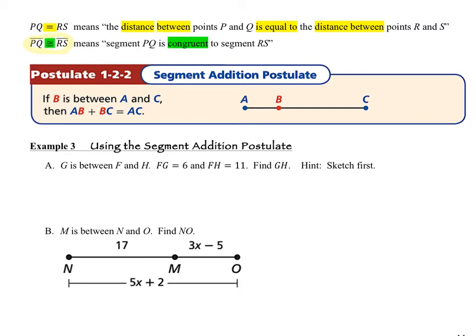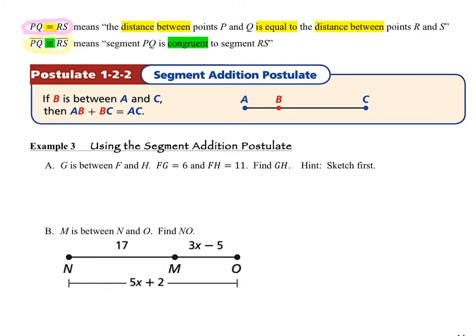Now, if we're talking about the segment itself, we would say they're the same size, the segments are congruent. But if we're talking about the length of the segment, as we see in the line above, the distance PQ, or the length between points P and Q, is equal to the distance between points R and S, that's different.